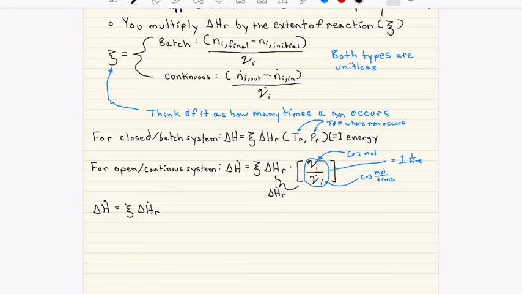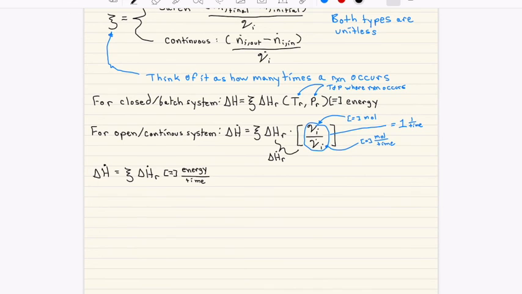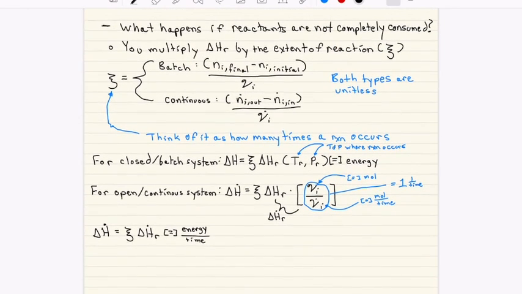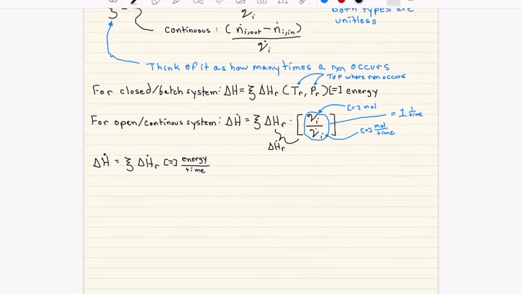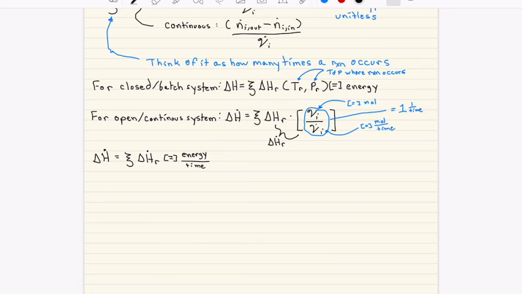Algebraically it looks a bit confusing, but when you actually punch in the numbers and calculate it, it's the same as it would be for the closed or the batch system. But now what we have are units of energy per time. The reason we're doing this is because remember, we have to figure out what our change in enthalpy is if the reactants we feed into the system are not all completely consumed. So that's why we're multiplying delta H of R times this extent of reaction.